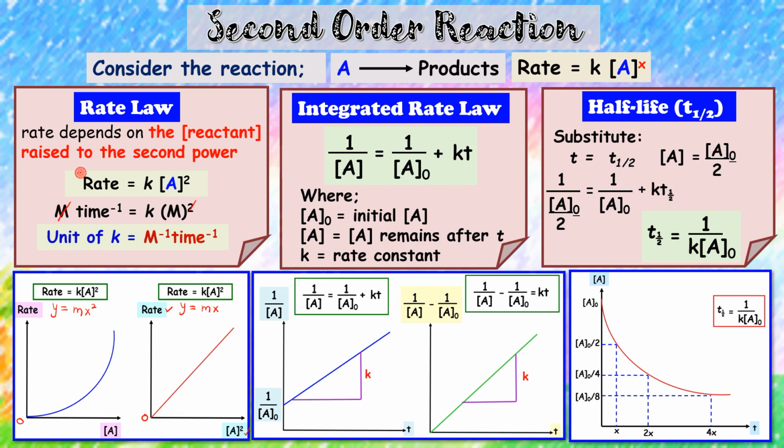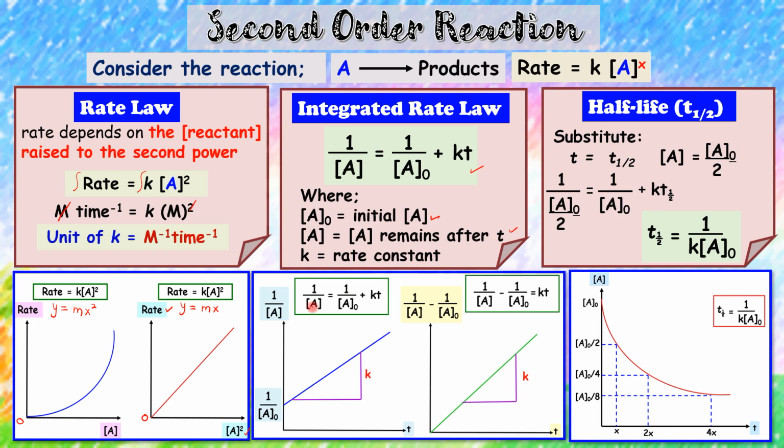When we integrate both sides of the rate law equation, we get this expression. A naught is the initial concentration of A, and A is the concentration of A remaining after a given time T. K is the rate constant. There are two graphs involved for the integrated rate law.